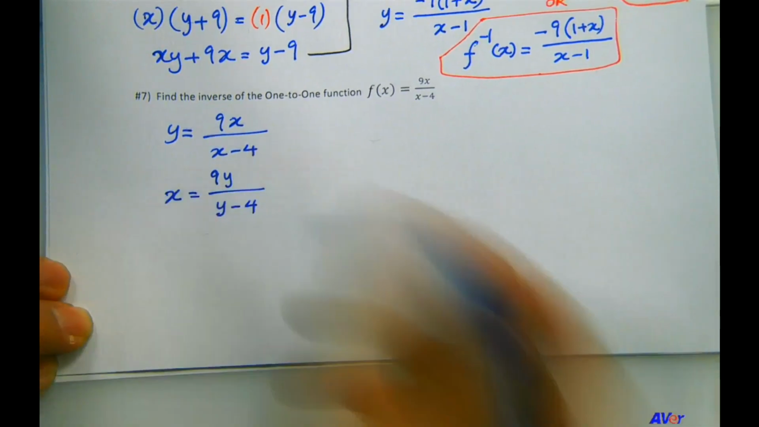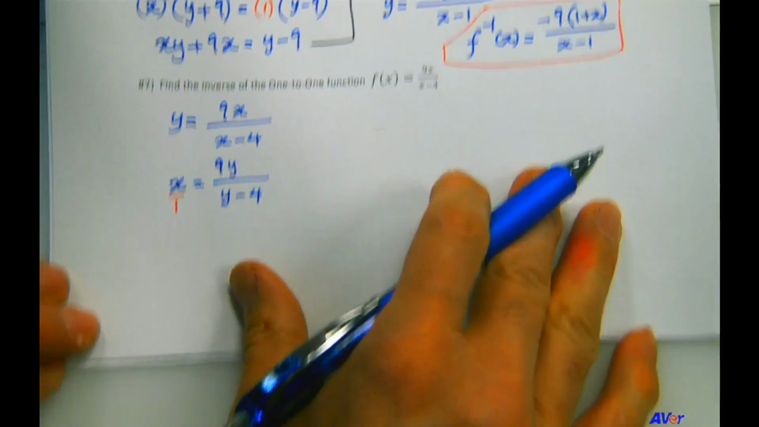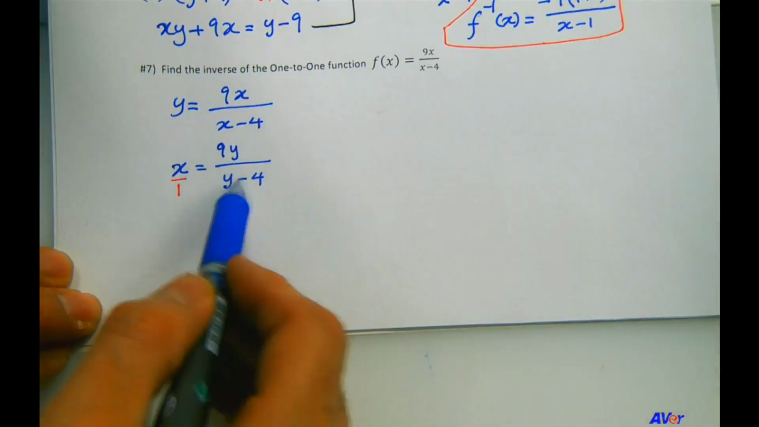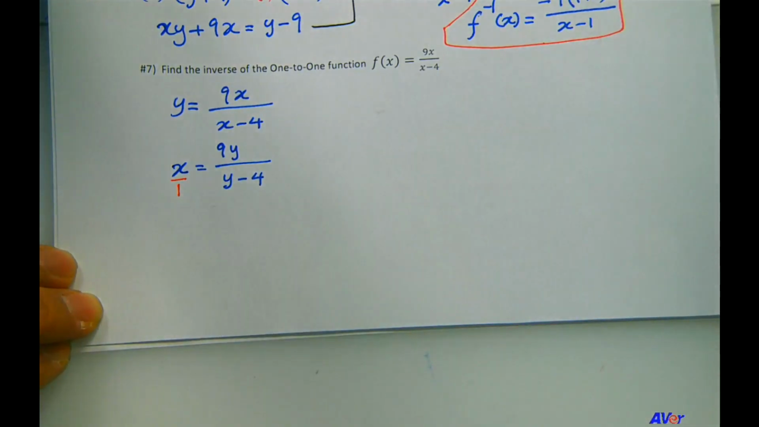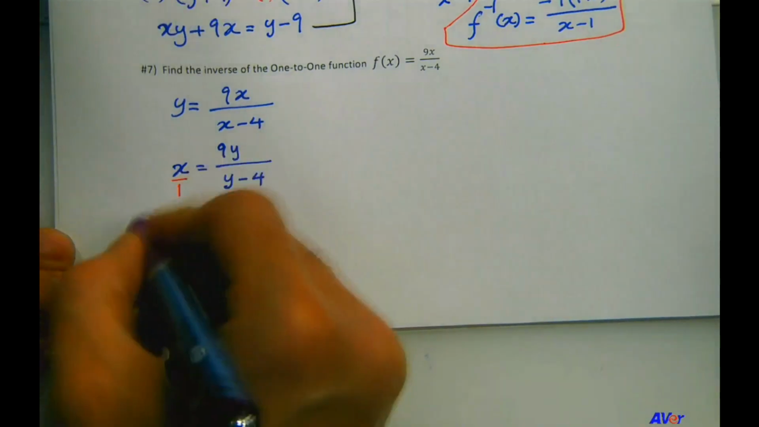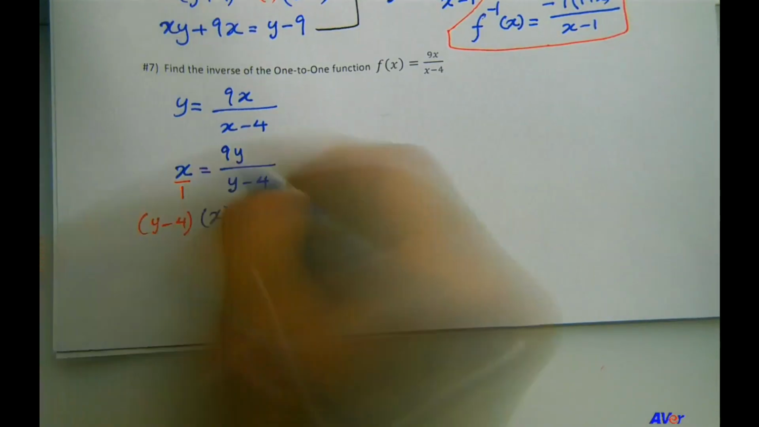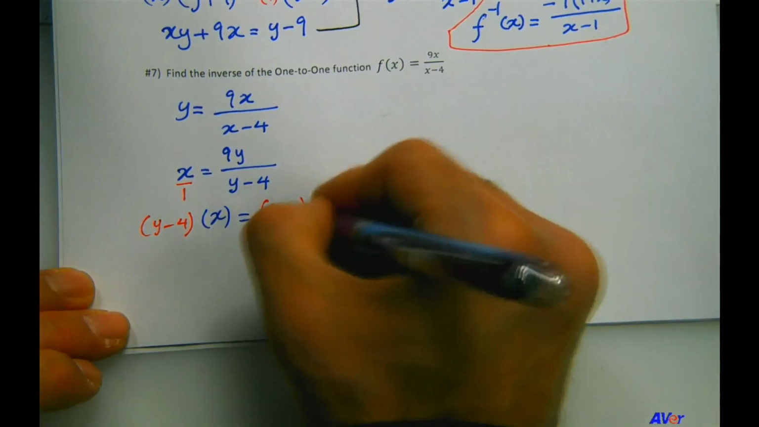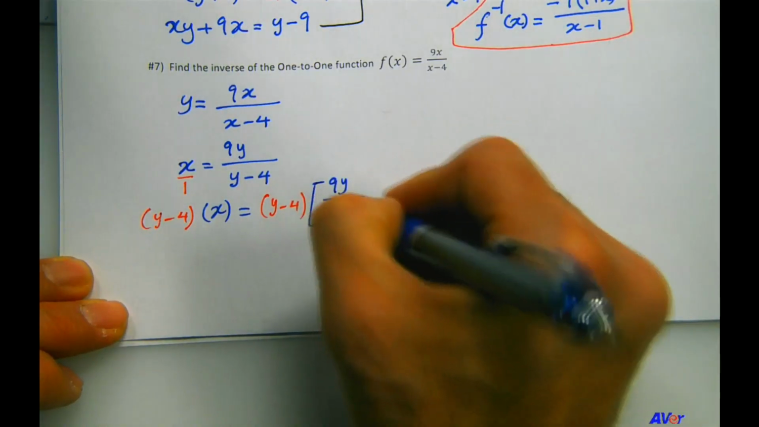Okay, now we're going to solve for y. We know that x has denominator 1 here. We know that you can either multiply to get rid of this fraction on this side. You can multiply both sides by y minus 4. Well, let me do that because I did a couple of examples by cross-multiplying. For those of you who might prefer multiplying both sides by y minus 4, I want to do this example like that. So let's do that. So y minus 4 times x equals y minus 4 times 9y over y minus 4.